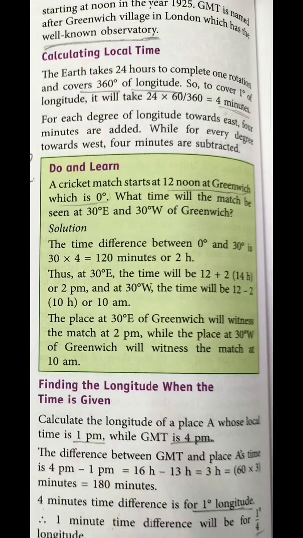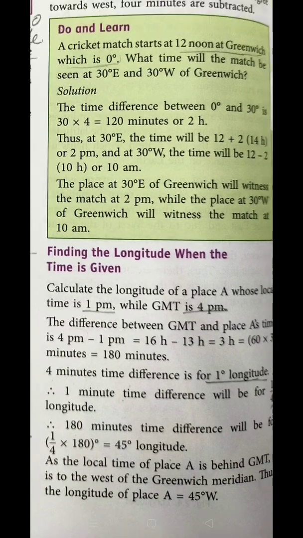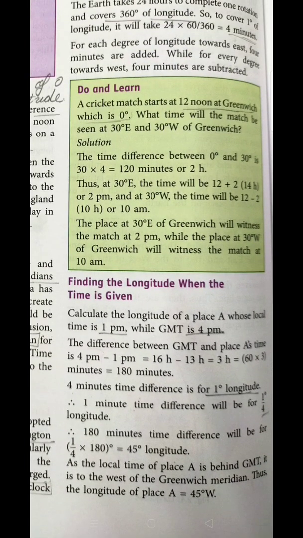As we are all aware, the earth takes 24 hours to complete one rotation, and it covers around 360 degrees of longitude. So 1 degree of longitude takes 24 into 60 over 360, that is 4 minutes. With the help of this we can find out the calculation of local time as well. When you read this, you can check how it is possible to calculate the time. Further, in the next part, the time zones are there.